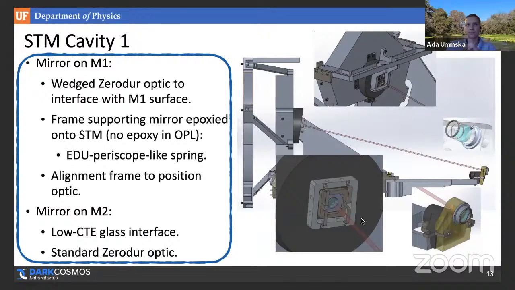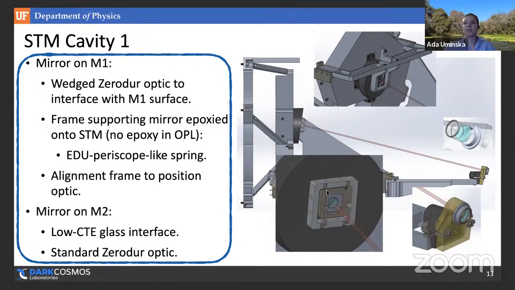So we have the cavity mirror 1 mounted on M1. This gray piece represents the curvature of the STM. Our mirror is a wedged Zerodur square, shown here by this purple square. This center mirror is only for the purposes of alignment and some tests, which I will show in a second. So we press this wedged Zerodur mirror using the PEEK mask that holds this mirror.